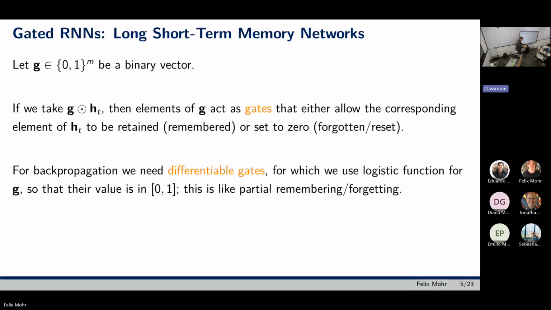Values close to 0 mean that I'm strongly forgetting. Not everything, but I'm getting pretty close again to my initial state. And values close to 1 mean I remember most of the stuff I have in the hidden state.